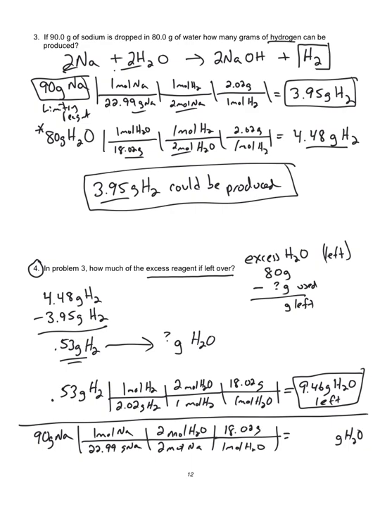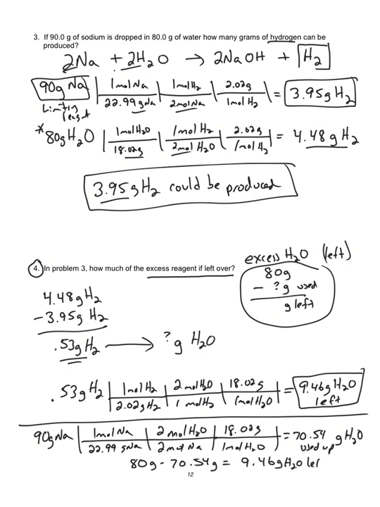So if I take 90 grams of sodium, the limiting reactant, I know it's going to run out. When that runs out, how much water has it consumed? 70.54. So this is the amount of water that it has used up in the problem. Well, we started with 80, so this is geared at the conceptual application I just talked about above. So if I take 80 grams minus 70.54 grams, we get 9.46 grams of water, which would be left.